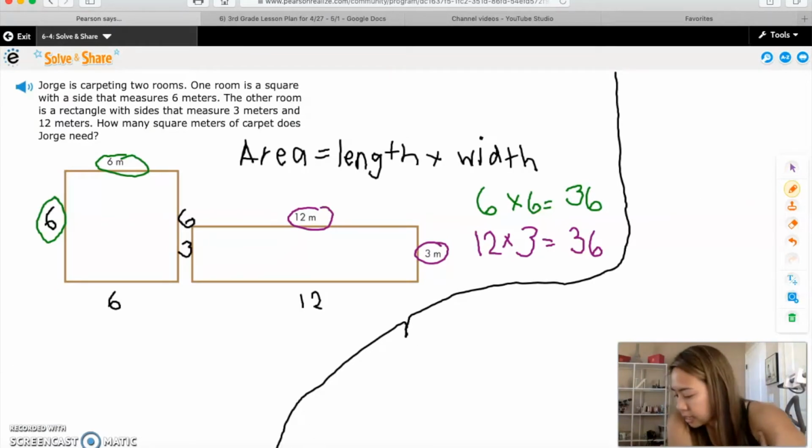Anyways, for your look back, it says, what do you notice about the lengths of the sides and the areas of the 2 rooms Jorge is carpeting?